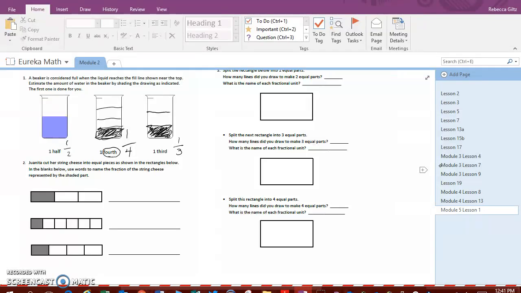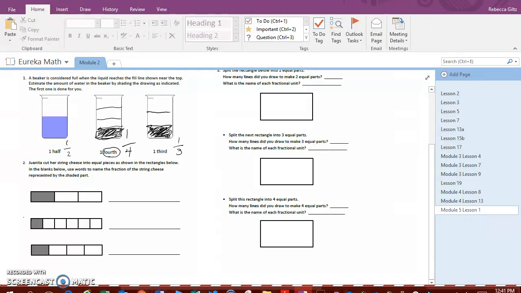All right, so number 2 says Juanita cut her string cheese into equal pieces as shown in the rectangles below. So each one of these rectangles is a whole piece of string cheese. In the blanks below, use words to name the fraction of the string cheese represented by the shaded part. So we're focusing in on the shaded part. That's the colored in part.